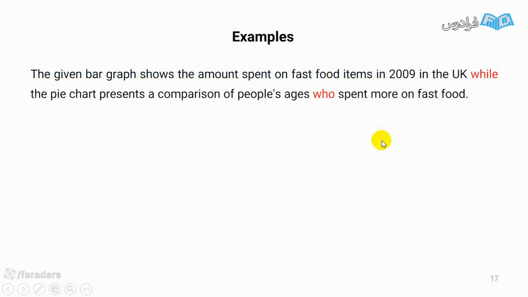Look at these examples. The given bar graph shows the amount spent on fast food items in 2009 in the UK, while the pie chart presents a comparison of people's ages who spend more on fast food. Can you remember? I told you, when we are introducing multiple graphs, we have to use complex sentences. You can see "while," and here, I want to give more information about people, so I use "who" here.